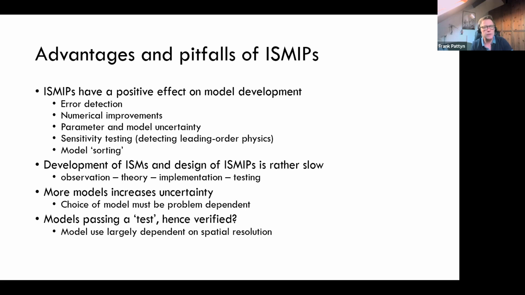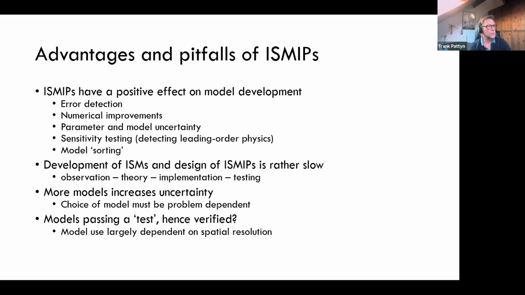So my concluding remarks: ISMIPs have a positive effect on the development of models. First of all, we have seen they can detect errors, they make numerical improvements, especially for such stiff equations. We can test and engage the parameter and model uncertainty. We can do sensitivity testing and also detect leading order physics. So what is important and what is not important if we want to simulate, for instance, marine ice sheets. And it also gives you a way of sorting models, not saying per se this model is bad, this model is good, this one passes or not, but what needs to be done or what needs to be taken care of.